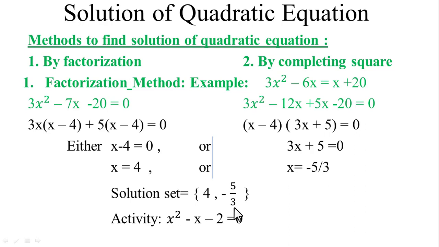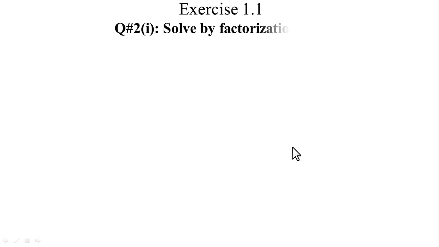Now we have an activity, which is part of this factorization method. So you can solve it by this method. The activity is x square minus x minus 2 is equal to 0. You can solve this activity, and for any other problem, contact me or comment on the video. We can help you. Now we can solve Exercise 1.1, question number 2.